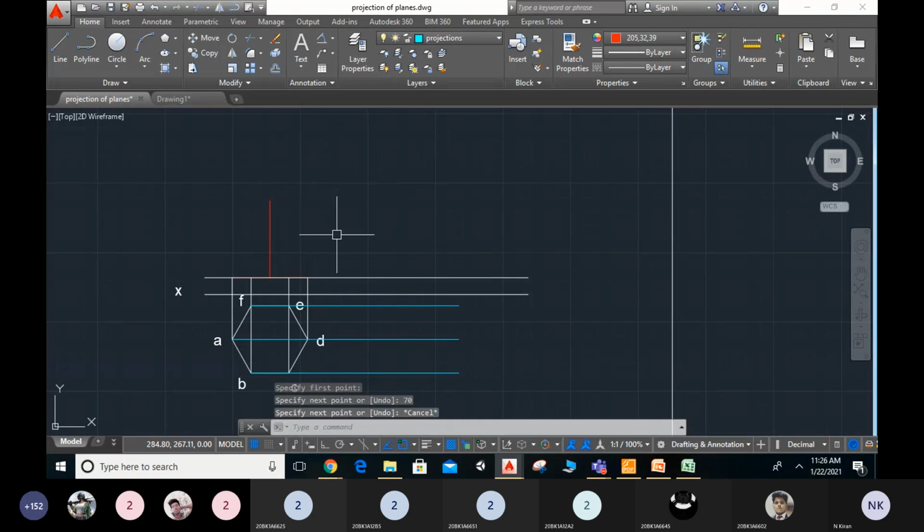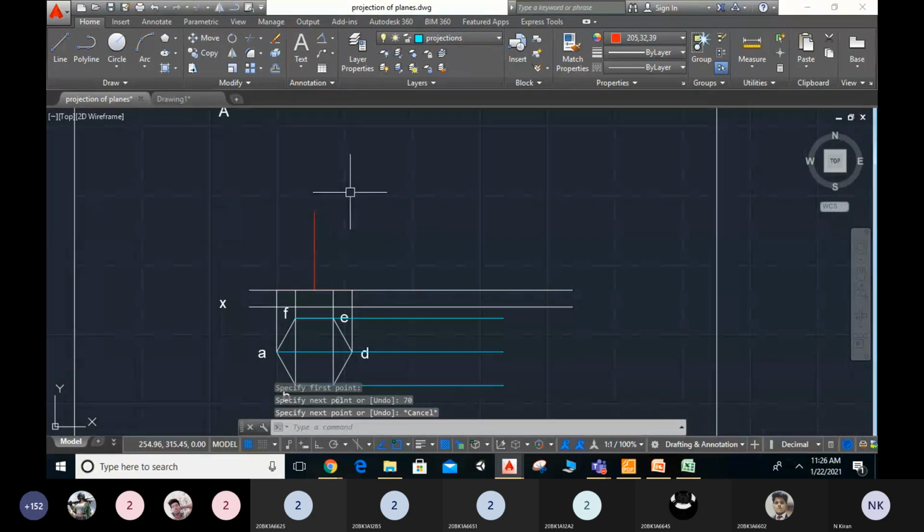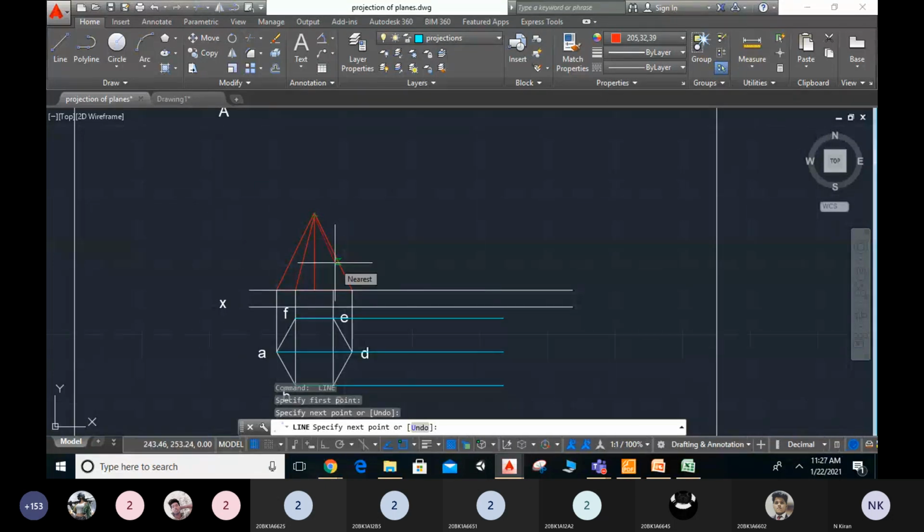Okay, height will be taken from the axis itself in the pyramid, because it will have only a single side. Now what I will do, I will select this line and join like this. Then I select another line like this, and space, and from this point I have to join another line. Enter and space, and this one.